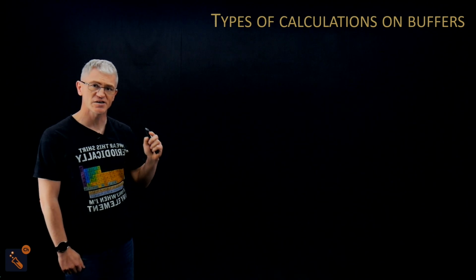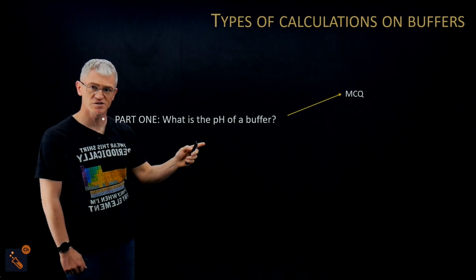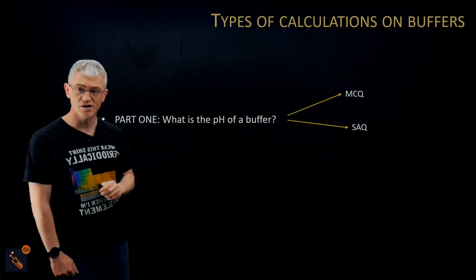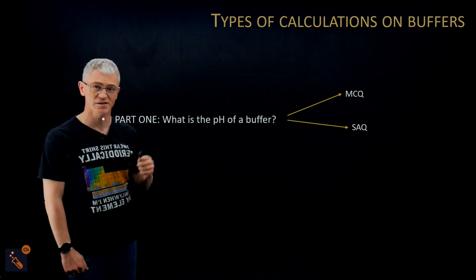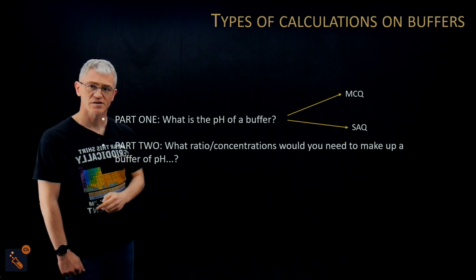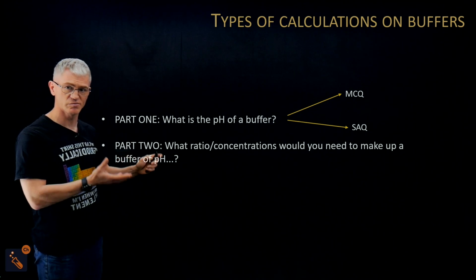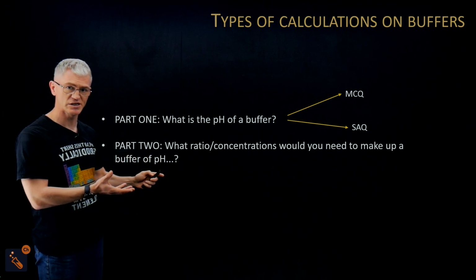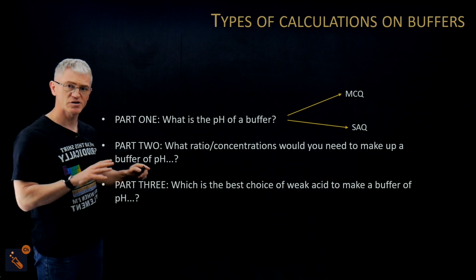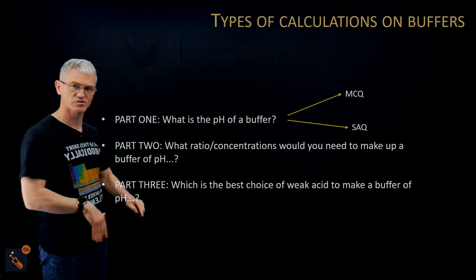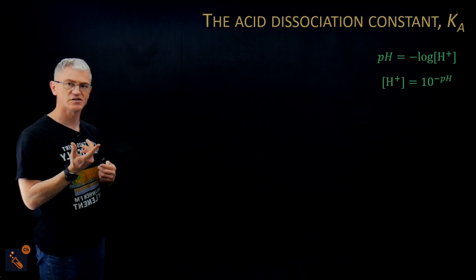Now, types of calculations on buffers. Part one, what is a buffer? We're going to do MCQs and short answer questions on that one. There can be up to 6 marks, to be fair, mostly 4. And then part two, we are going to do ratio and concentrations, what makes up a buffer of a certain pH and things like that. And then part three, what's the best choice for a weak acid to make a buffer of a certain pH. Okay, so part one, part two, part three. Let's go to the next one.